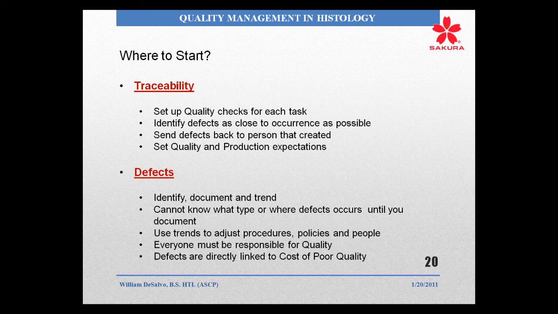You have to identify your defects as close to occurrence as possible. That's what the multiple quality steps will do for you. Send your defects back to the person that created it. The best way to correct an issue and/or reduce the occurrence of those defects is to get it back to the person who actually created it. Now that's a very broad statement, but it means to get it back to them and get them involved, whether there is a training opportunity or just a mentoring opportunity, whatever it is. They need to be aware as soon as possible what that defect was, so that you can come to the correct conclusion.